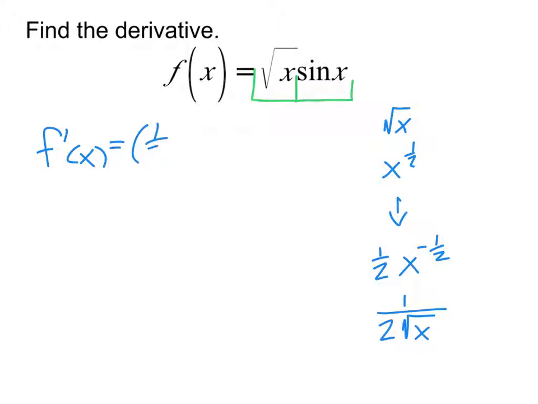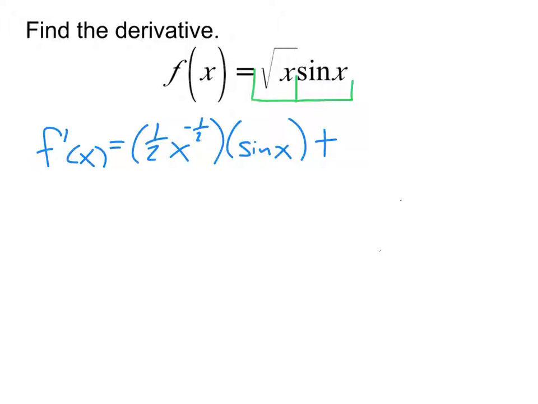So then I got 1/2 x to the negative 1/2. That's the derivative of the square root. And then that multiplies by the original function for the other part of it. So that's just sine of x. And then it's going to be plus.